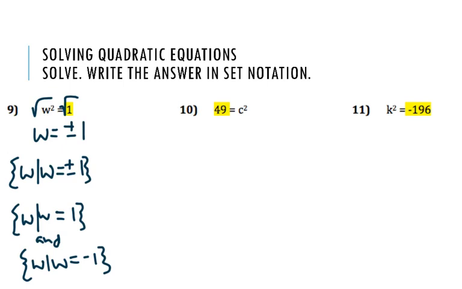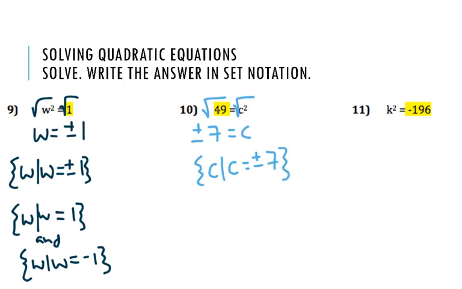Right. Number 10. So we have 49 equals c squared. So again, we're going to take the square root of both sides, because we undo or do the opposite of squaring c. So we get c on the right side. On the left, we're going to have positive and negative 7. So we're going to write the set c such that c equals positive and negative 7.